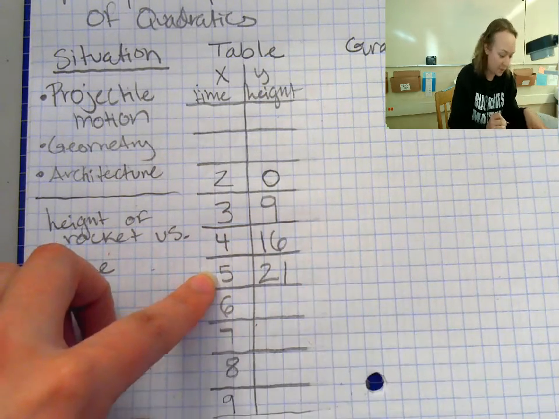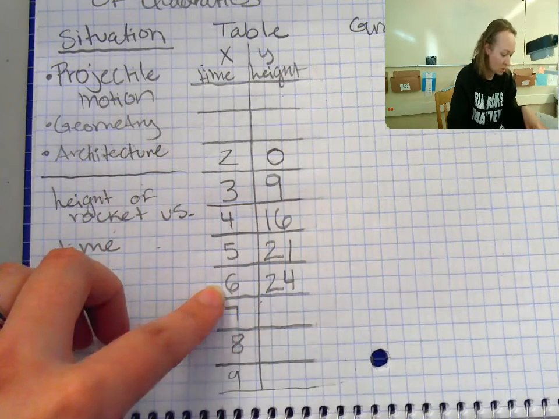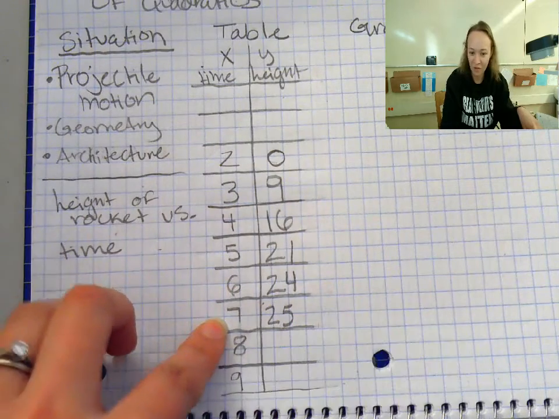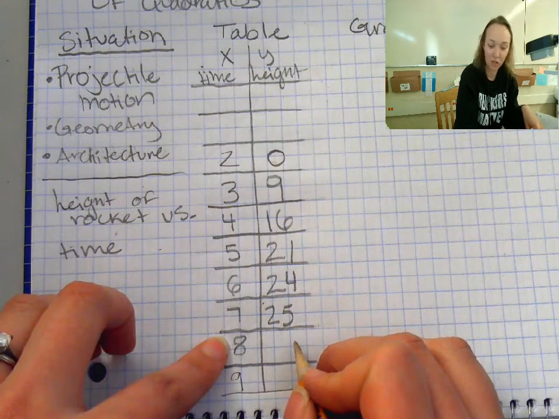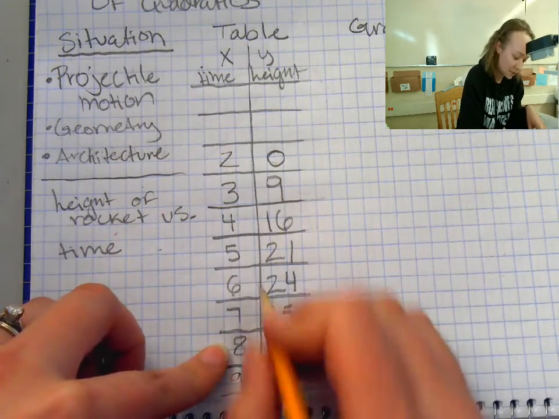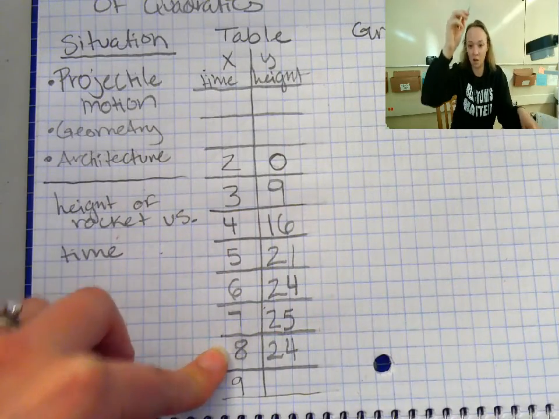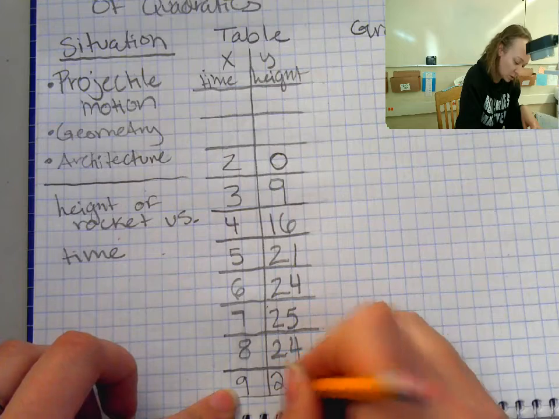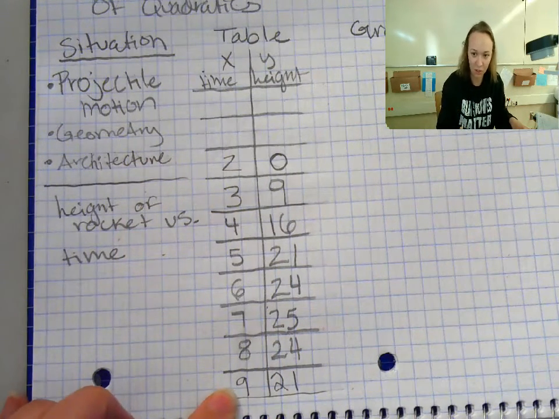You're copying all this down with me, so you have an example. After 6 seconds, it'll be 24. After 7 seconds, it'll be 25. And after 8 seconds, it starts dropping back. After 8 seconds, we're down to 24. It's reached the top, and now it's starting to come back down again. And then after 9 seconds, it's at 21, etc.